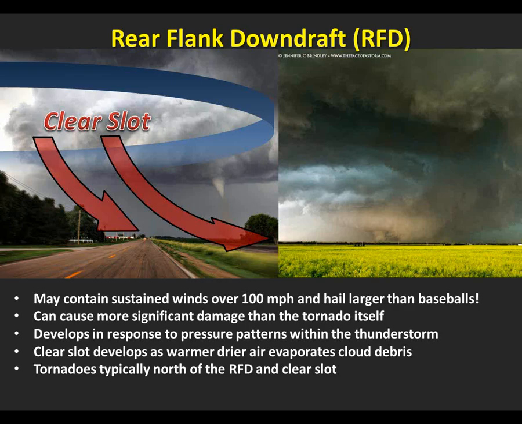There's another example on the right-hand side there. That's from the El Reno storm. Not as obvious of a clear slot, but there certainly is more sunshine coming in where you can see some cloud matter has evaporated. And of course you have that monstrous tornado to the north of that clear slot.